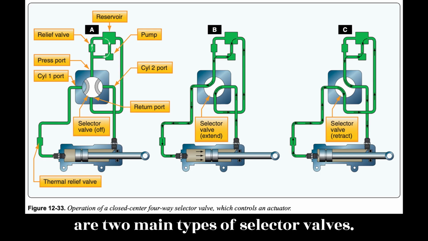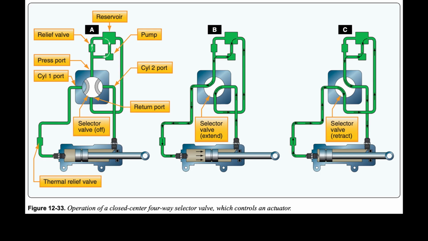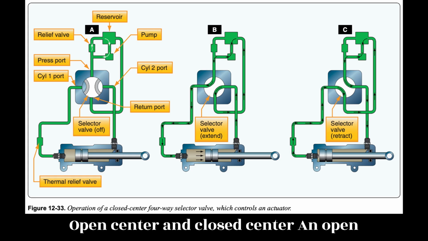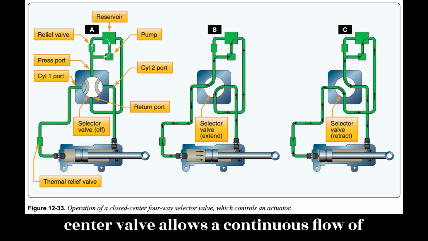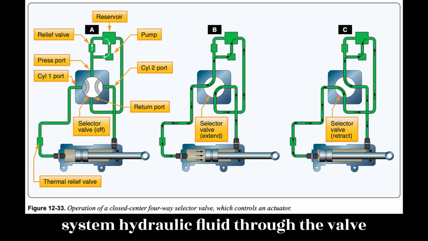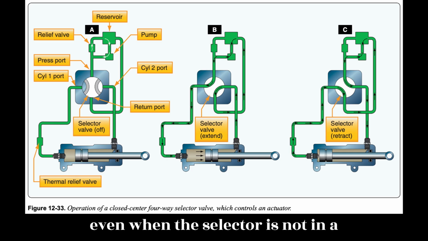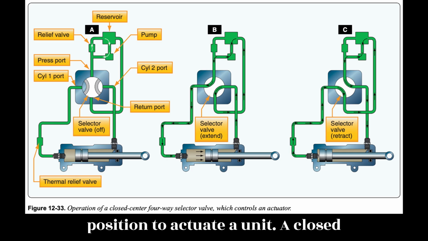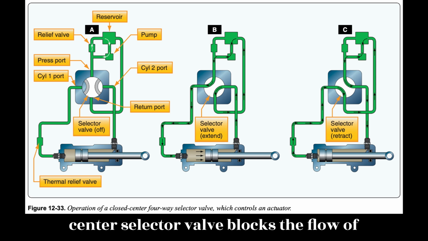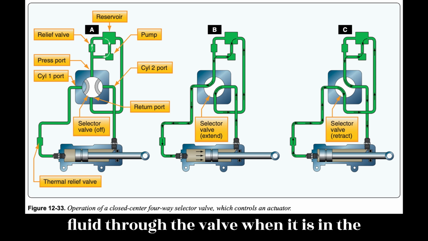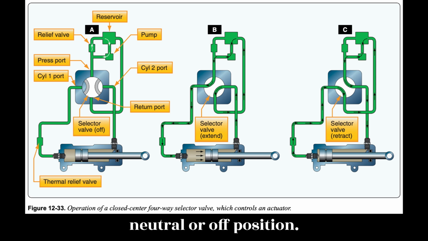There are two main types of selector valves: open center and closed center. An open center valve allows a continuous flow of system hydraulic fluid through the valve even when the selector is not in a position to actuate a unit. A closed center selector valve blocks the flow of fluid through the valve when it is in the neutral or OFF position. Figure 12-33A.